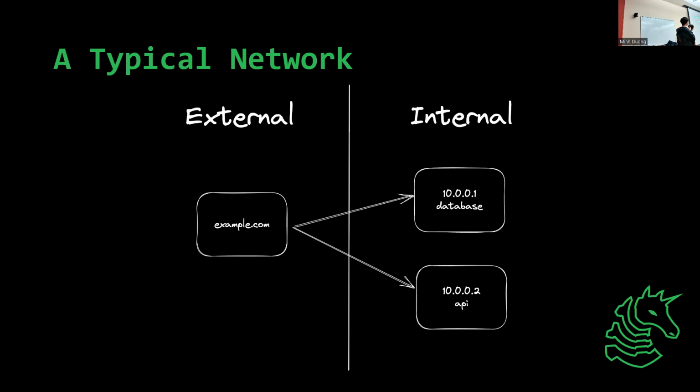So we have example.com, which is what a user would see. And in the backend of example.com, it has a database and it also has an API that it requests. So to us, the users, the database and the API aren't available at all because they're in a private network. But if this application was vulnerable to SSRF, then you would be able to access the database and API directly.